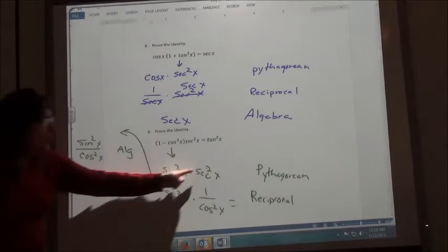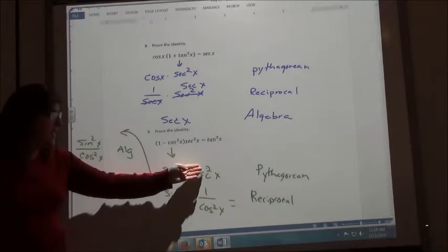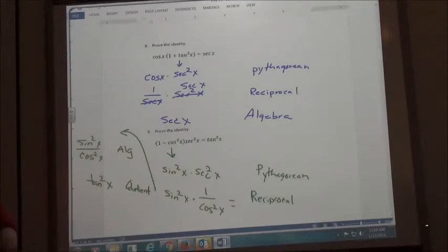So if I've got the squaring in there, my rule still applies, it's just that it's going to stay squared. Secant squared is 1 over cosine squared. Sine squared over cosine squared is tangent squared. There's my proof.